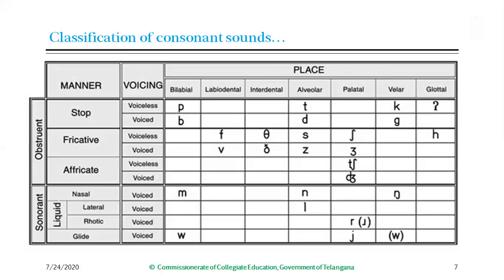Here, the table gives us a clear picture about consonant sounds, which are classified into two different categories: obstruent and sonorant. Obstruent sounds are produced by obstructing the airflow from our mouths, whereas sonorant sounds are produced without any obstruction. It means free flow of airflow, so they resonate.